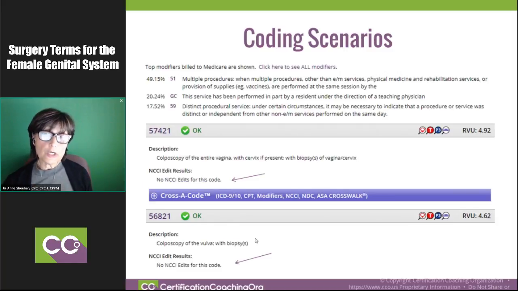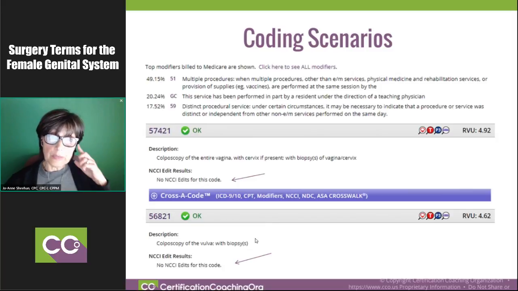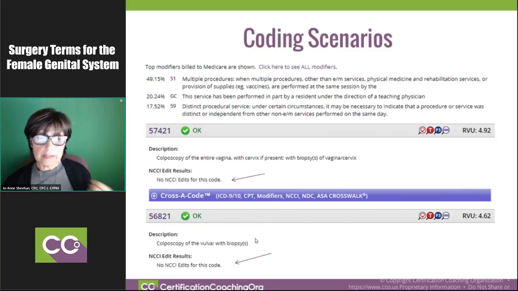Now, when you look at these codes again, you want to look at some of the top modifiers billed to Medicare, and 49.15%, and again, this is from Supercoder, they're saying that multiple procedures modifier is used a lot. And it applies when multiple procedures, other than E&M services, physical medicine and rehab, or provision of supplies, are performed at the same session, and so forth.